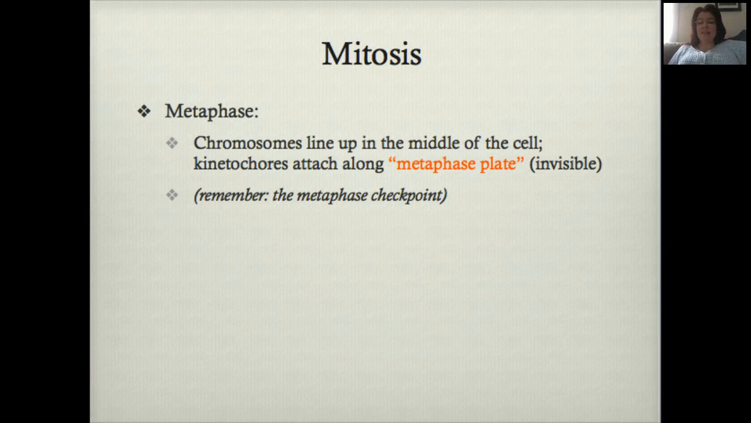And that brings us to metaphase. And metaphase is one of the really neat ones to see underneath the microscope because it has a very unique appearance. During metaphase, the chromosomes are going to line up in the center of the cell. And the kinetochores, those little black dots that we saw in the drawing, are actually going to attach along what we call the metaphase plate. Now, the metaphase plate is not an actual visible structure for us. It's just a line, if you will, in the center of the cell where the chromosomes are going to line up with the kinetochores along that line.